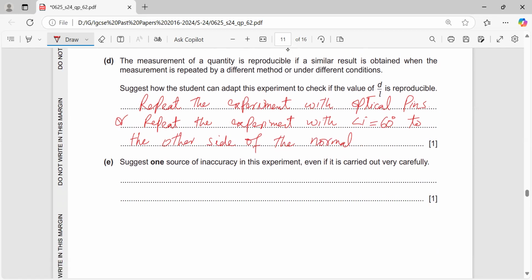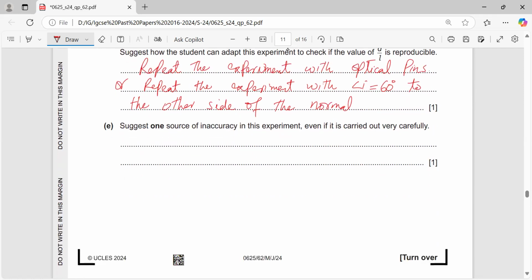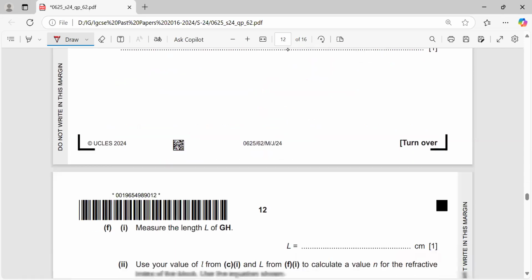Okay, suggest one source of inaccuracy in this experiment if it is carried out very carefully. Light ray thickness, you should use a thin source of light. You can say thickness of the light ray. It should be a thin source of light. These are some common points.